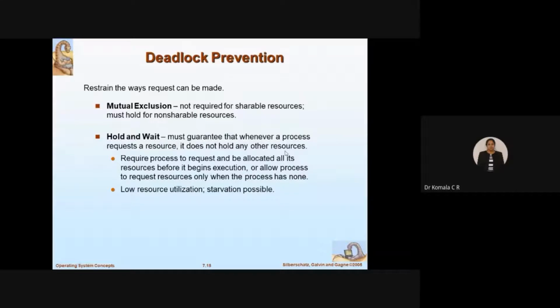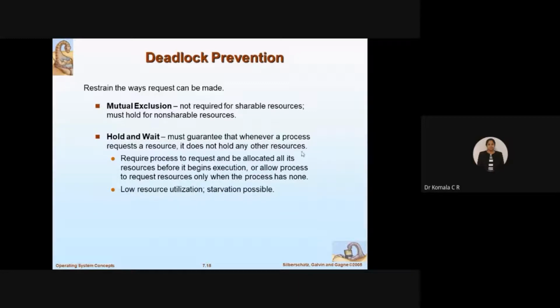We must guarantee that whenever a process requests a resource, it does not hold any other resource. Say for example I have a process P1 requesting some resource R1. It should not hold any other resource, say R2, because it is requesting R1. Suppose R1 is assigned to some other process P2. Then P2 has to release R1, and only then can P1 proceed. So if R1 is not ready, why should it hold R2?